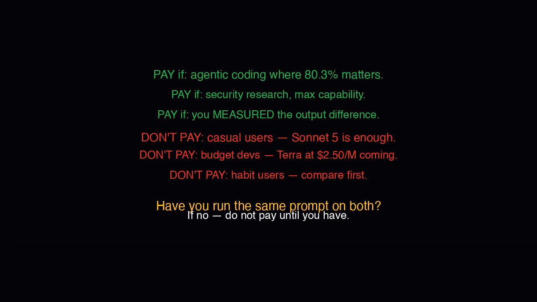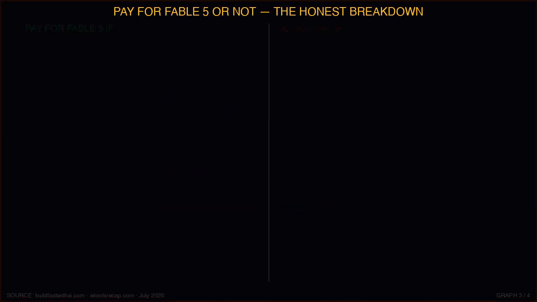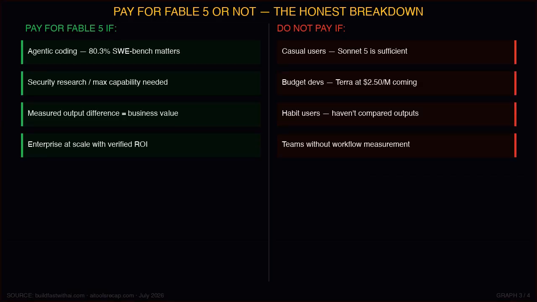3 alternatives in order of recommendation for most users. Option 1, Claude Sonnet 5. $2 per million input tokens through August 31st. 63.2% SWE bench. 1 million token context window. Already the free and Pro default. For writing, research, standard development work, and most API use cases, this is the right answer.